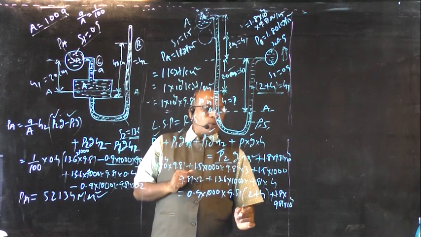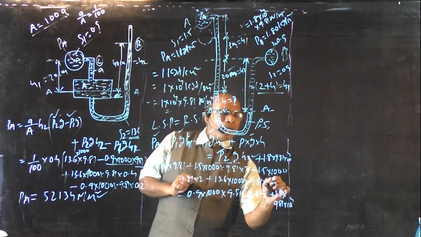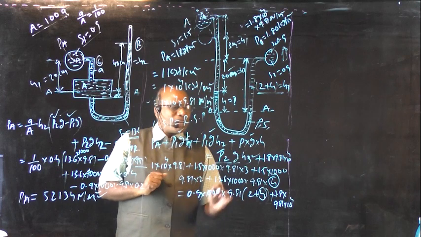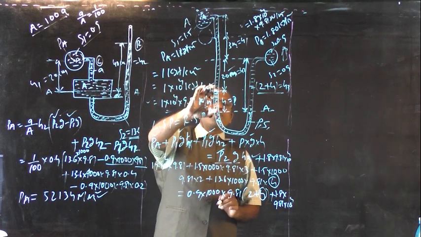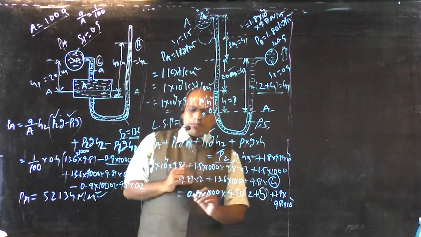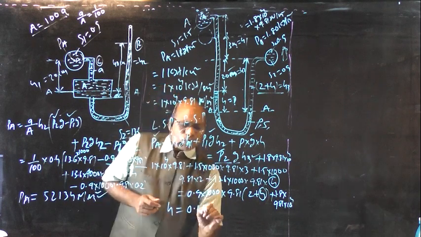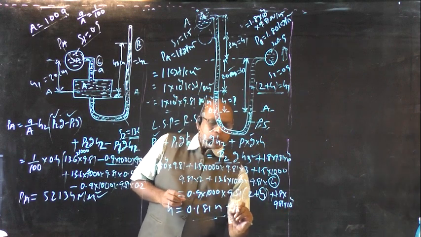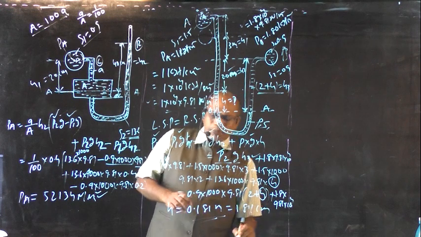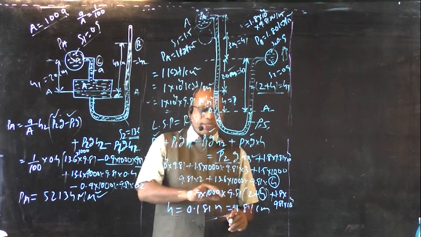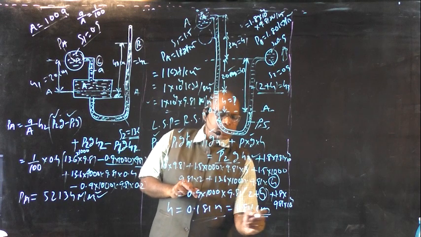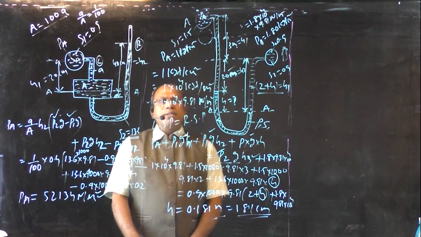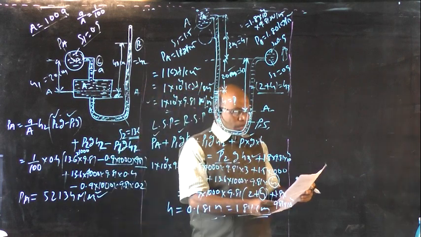Therefore all heads are known to us, only unknown is H. From this equation we are going to determine the unknown parameter H, that is the mercury level difference between the left limb and right limb, that is H is equal to 0.181 meters. That should be mentioned in centimeters, that is equal to 18.1 centimeters. H is equal to 0.181 meters or 18.1 centimeters. This is the mercury level difference between two limbs. Right? Now we are going to solve one more problem, and last problem.